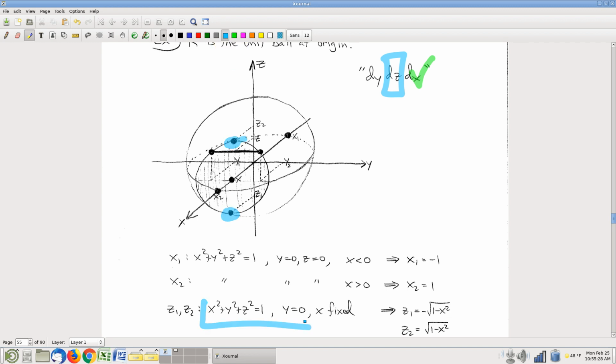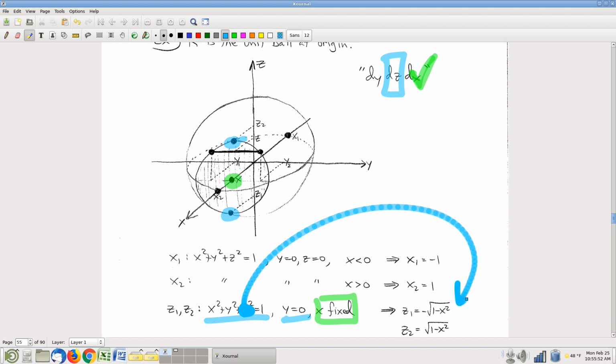So, these points, these z bounds, I know they're on the sphere. I know y is 0 by symmetry of the sphere. Don't forget, I already know what x is. x has been fixed, chosen, because x is further to the outside in the integral, and solve for what you want. Here we're looking for z bounds, so I've got to look at this z right here. There you go. Everybody on board?